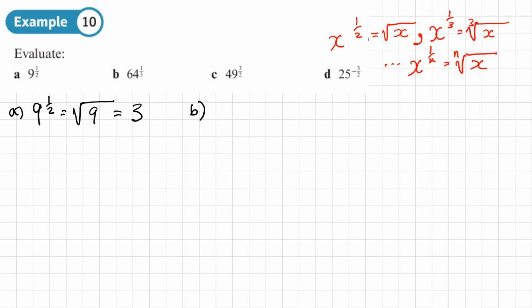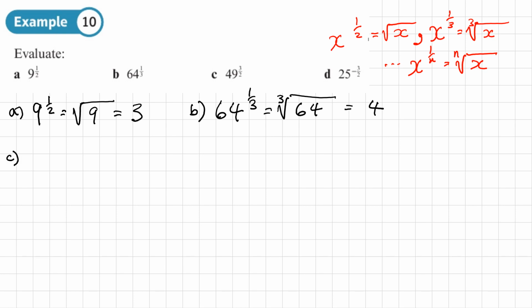Moving on to b, we've got 64 to the power of a third. So the root is 3, the power is 1, so that's the same as just doing the cube root of 64, which is 4. These are roots that we should know.